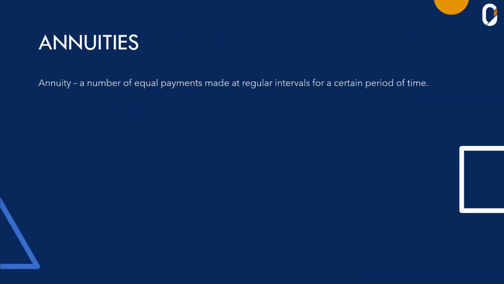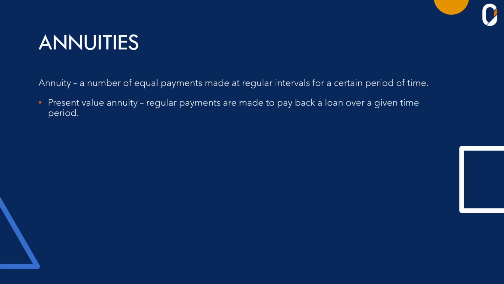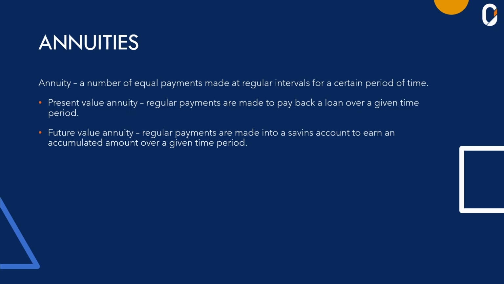Now let's move on to annuities. First, what is an annuity? An annuity is a number of equal payments made at regular intervals for a certain period of time. Present value annuity, that is regular payments made to pay back a loan over a given time period. And next, future value annuity, that is regular payments that are made into a savings account to earn an accumulated amount over a given time period.